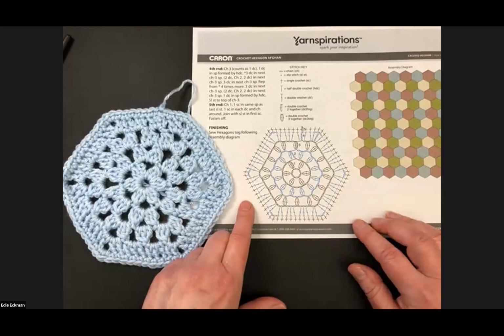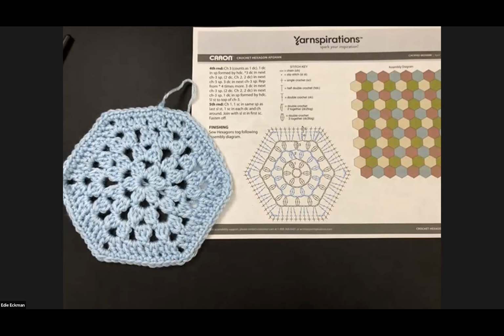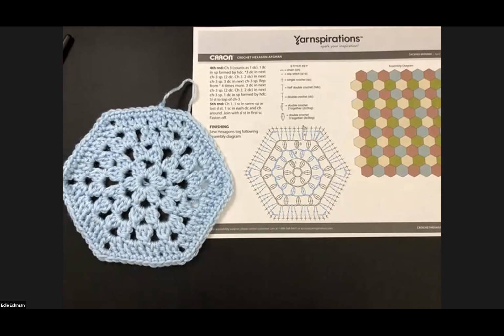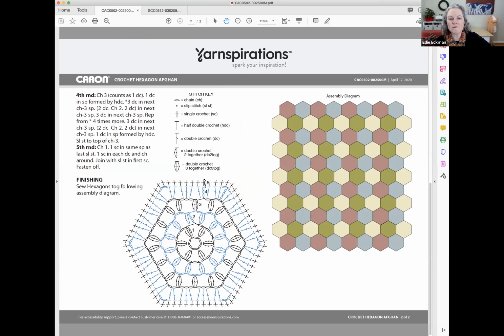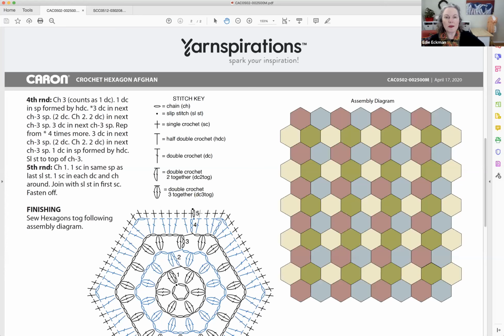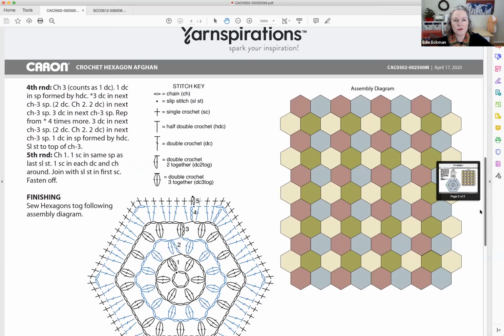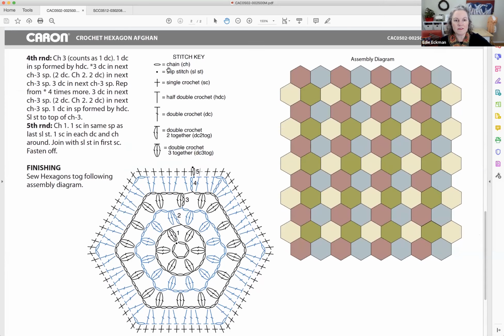So, all right, that's a lot of talking. Let me share my screen here and let's talk through this before we start crocheting it together. I'm going to bring that pattern up here and flip over to the second page. So I'm not at the moment even going to worry at all about the text instructions. I just want to look at what's going on with this chart. So you can see I've got my stitch key. I have a chain, slip stitch, single crochet, half double, double, double crochet 2 together, and double crochet 3 together.